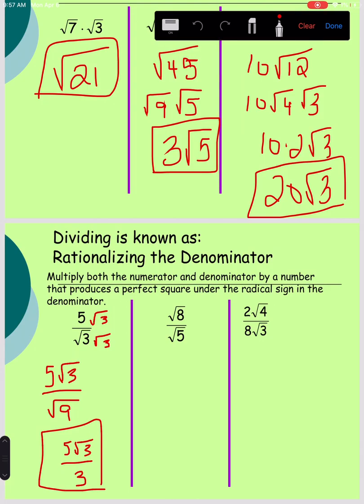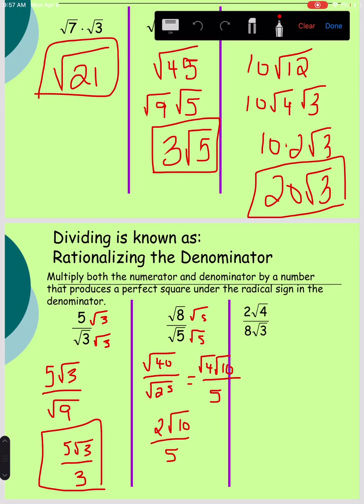The next one, the square root of 8 over the square root of 5. So I'm going to multiply top and bottom by the square root of 5. So I get the square root of 40 over the square root of 25. The square root of 40 actually simplifies further. So I can break up the square root of 40 and say it's the square root of 4 times the square root of 10 over, we already know the square root of 25 is 5. And then the square root of 4 is actually 2. And then we have our radical 10 all over 5.